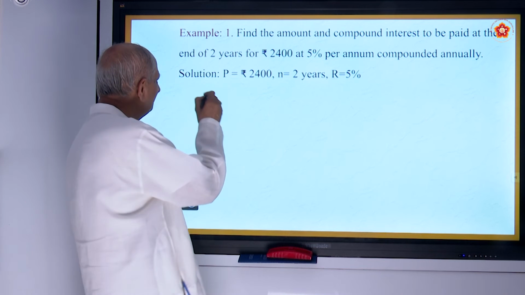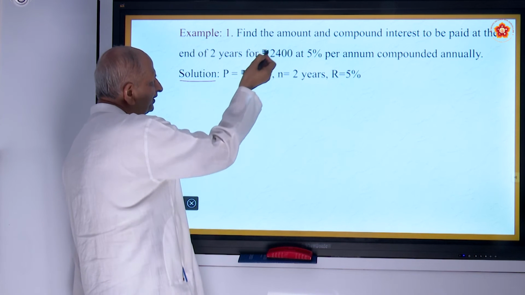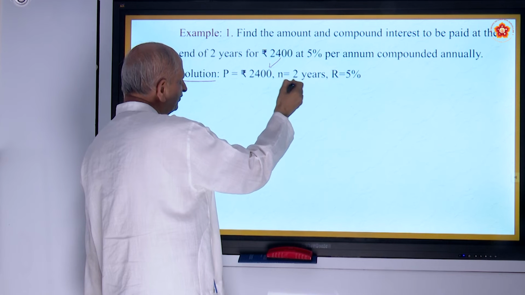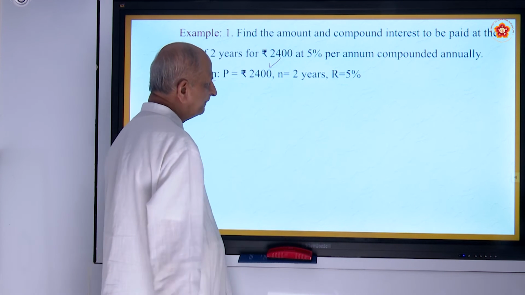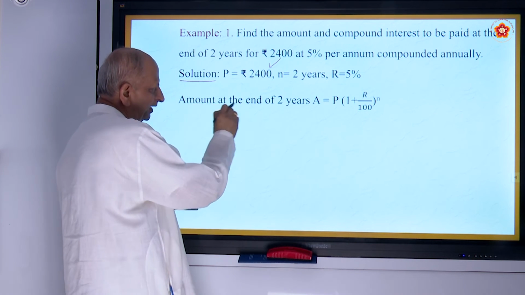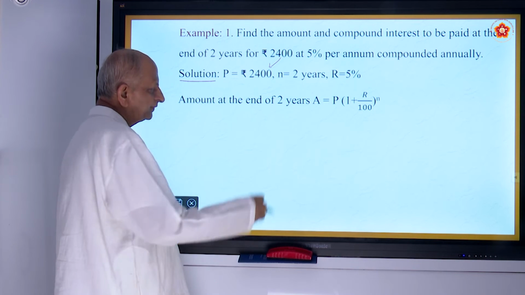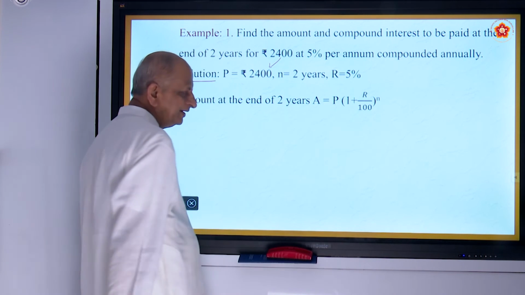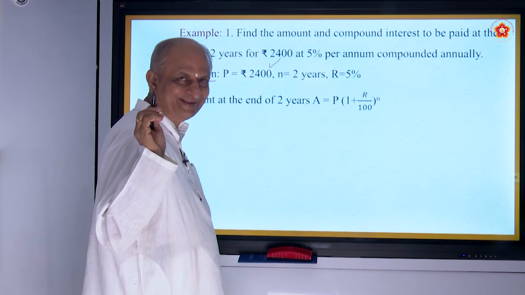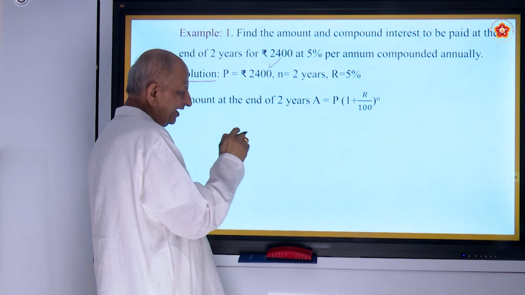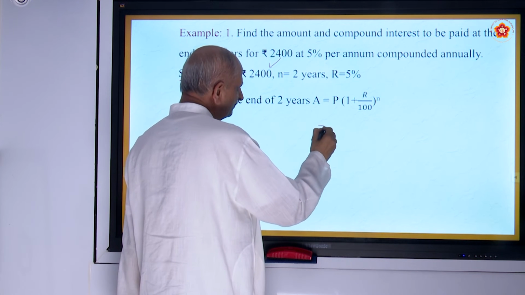Solution: P is 2,400, that is the principal, N is 2 years, R is 5%. So, you have to apply it in the formula. At the end of 2 years, A is equal to P into (1 plus R by 100) to the power of n. Write the formula correctly. Should practice correctly.